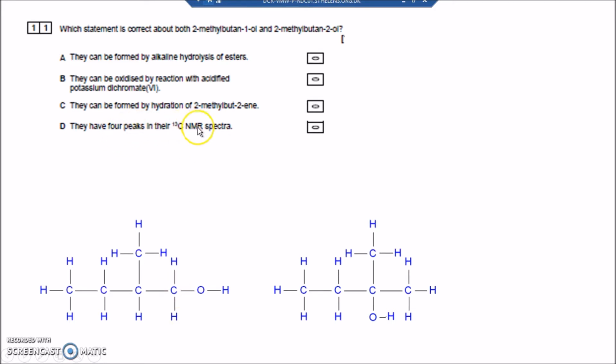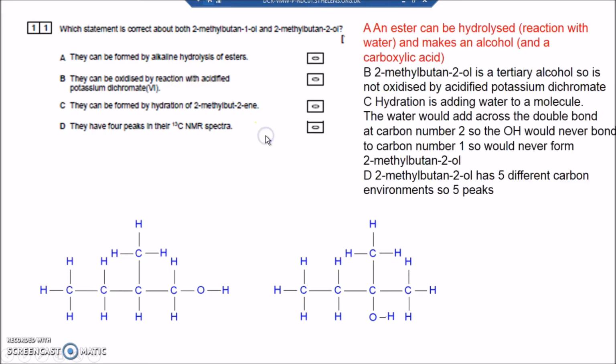They both have 4 peaks in their carbon NMR spectra. No, with that methyl group being offset, we're going to have 1, 2, 3, 4, 5 peaks in this one, and with that being offset, 5 peaks in each. Now your answer is A.